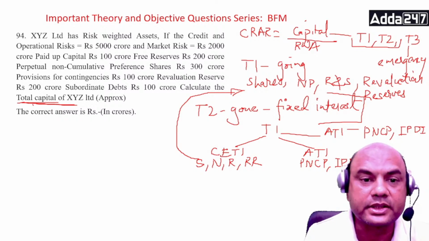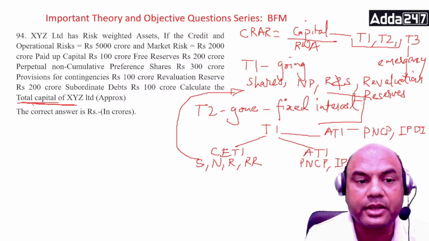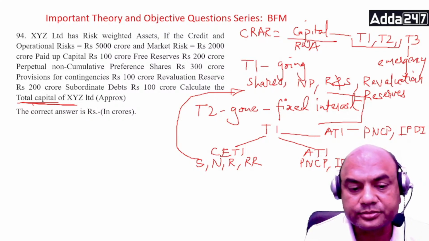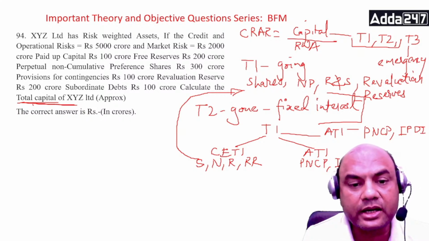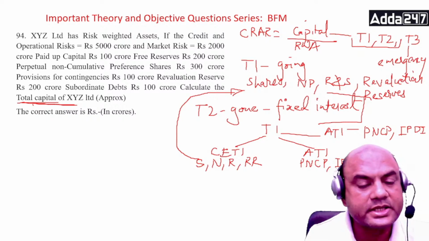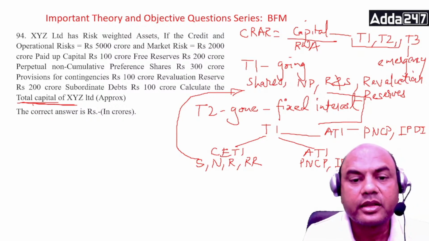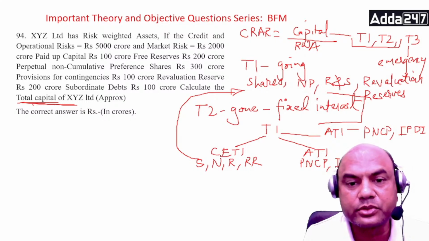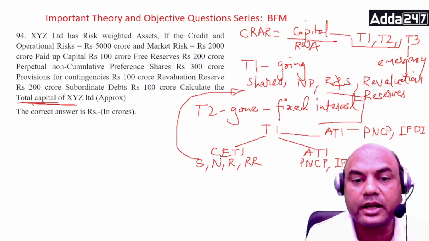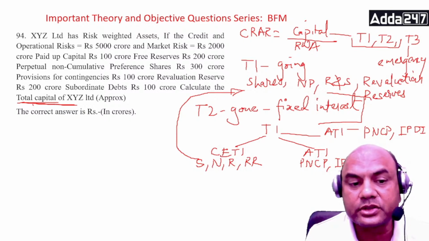So how to calculate it? See this. If the credit and operational risk is given as 5,000 crores, market risk is given as 2,000 crores, paid up capital is 100 crores. So now go on calculating. T1 capital is what? Paid up capital 100 crores. Paid up means shares, so this 100 I'll add. Then free reserves means reserves and surplus, 200 crores. That also I'll add. PNCP is also a part of T1 only, so 300 I'll add. Provision for contingencies is not a part of T1.